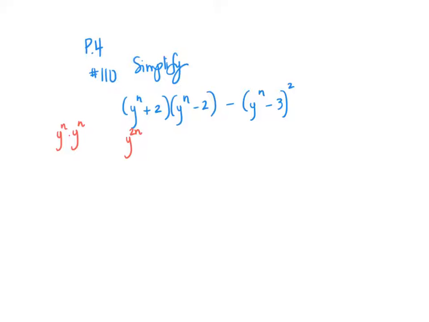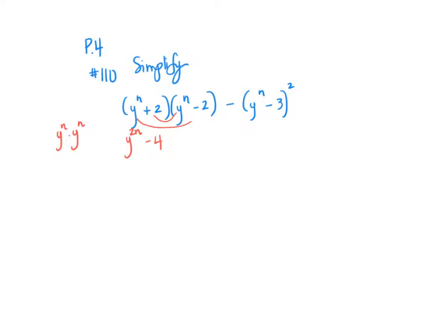Now, I'm noticing that when I do the outer terms, whatever that is, it's going to be negative 2y to the nth. And then the inner is going to be a positive 2y to the nth. So those are going to cancel. And so whether you want to write those down or not, they're going to cancel. But then the last term would be a minus 4.